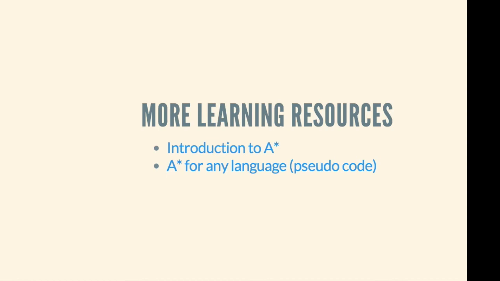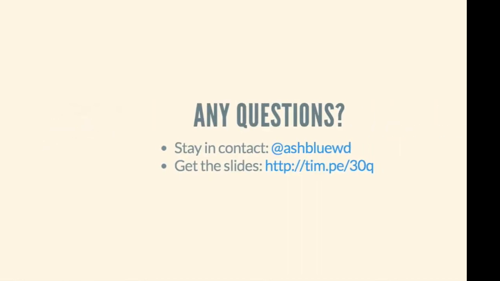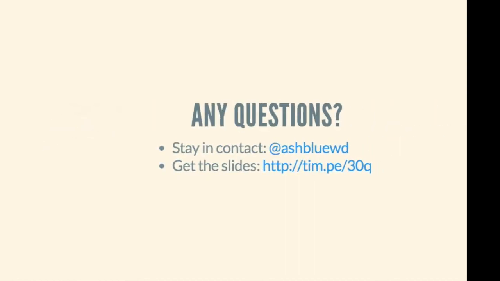For more learning resources, I recommend Introduction to A-star and A-star for Any Language, which is a Wikipedia article with a bunch of pseudocode on exactly how you can implement A-star abstractly. Any additional questions, remaining time that we've got?